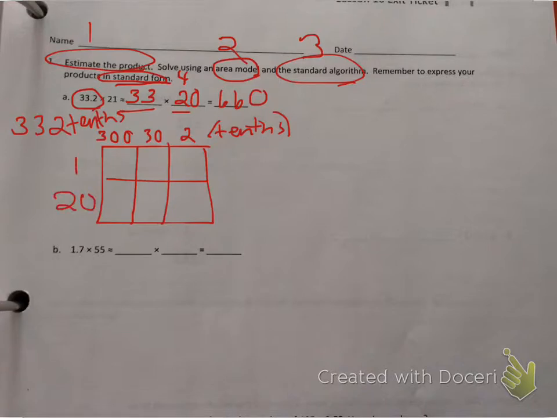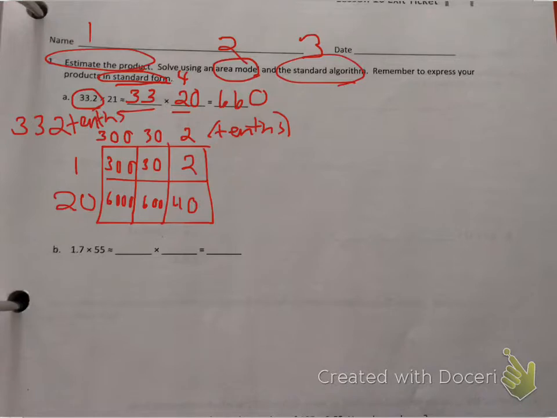So we just multiply like we do any other area model. 1 times 300, 1 times 3 is 3, we add the zeros. 1 times 30 is 30. 1 times 2 is 2. Okay? 20 times 300, 2 times 3 is 6, and we add our 3 zeros. Okay? 20 times 30, 2 times 3 is 6, we add 2 zeros. And then 20 times 2, well, 2 times 2 is 4, we add 1 zero.